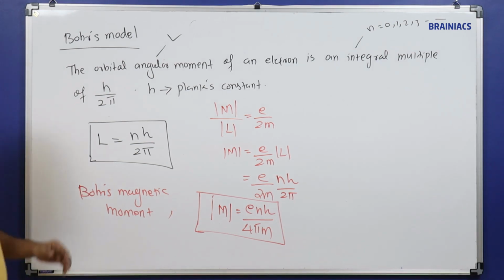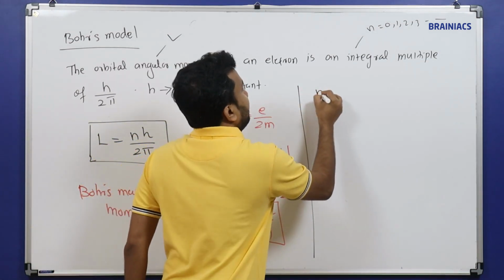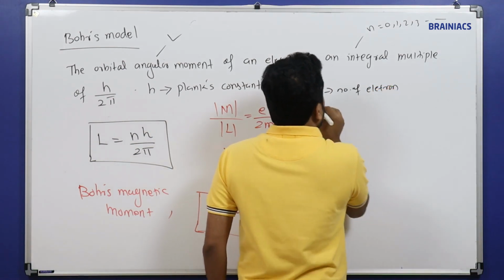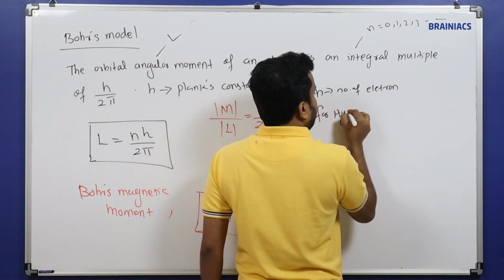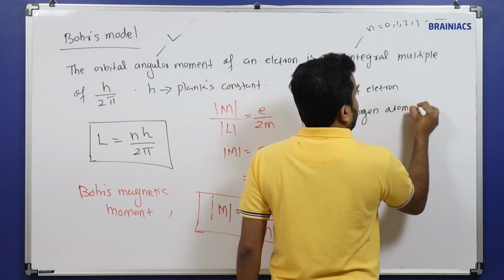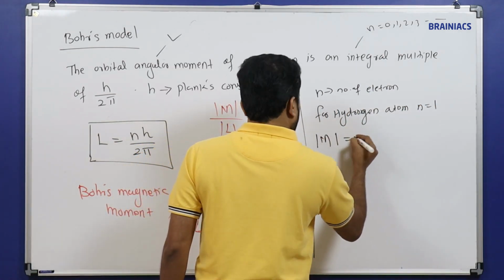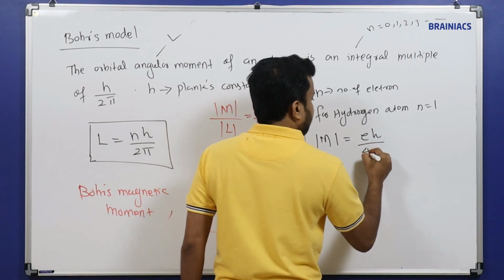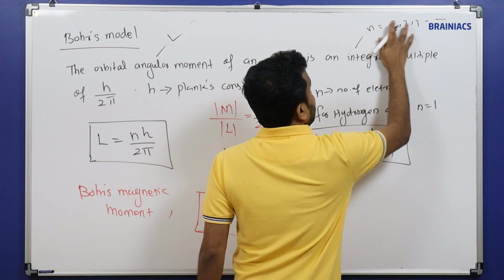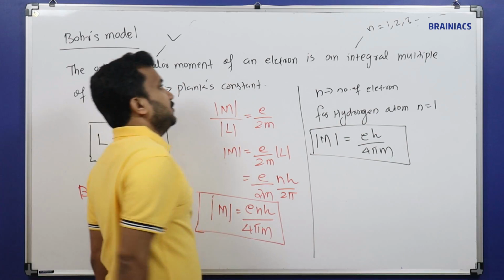Here n is the number of the orbit the electron occupies. For a hydrogen atom, n equal to 1. So M equal to eh divided by 4 pi m. Here n is not 0; the integral multiples are 1, 2, 3, etc. up to infinity.